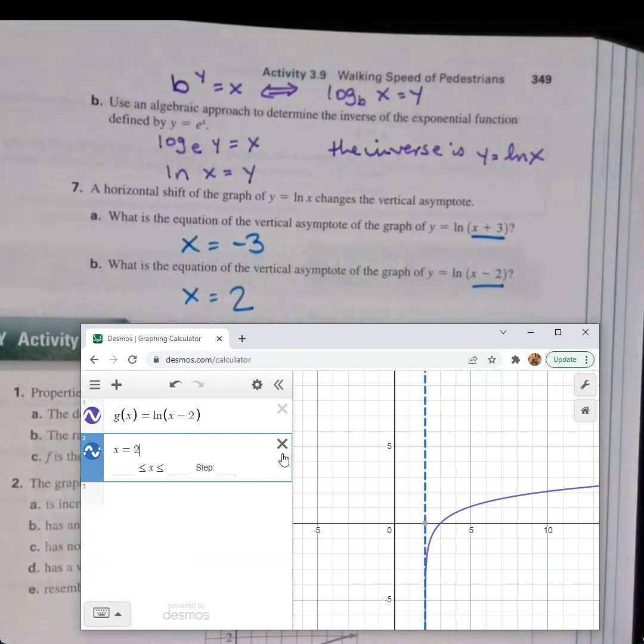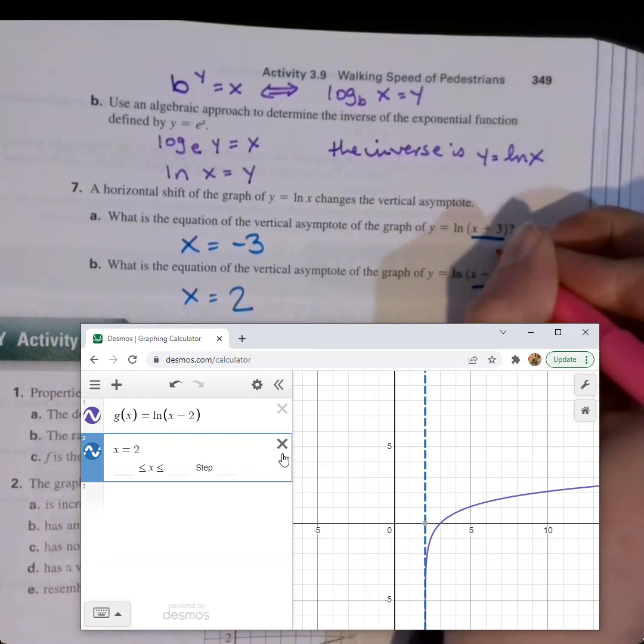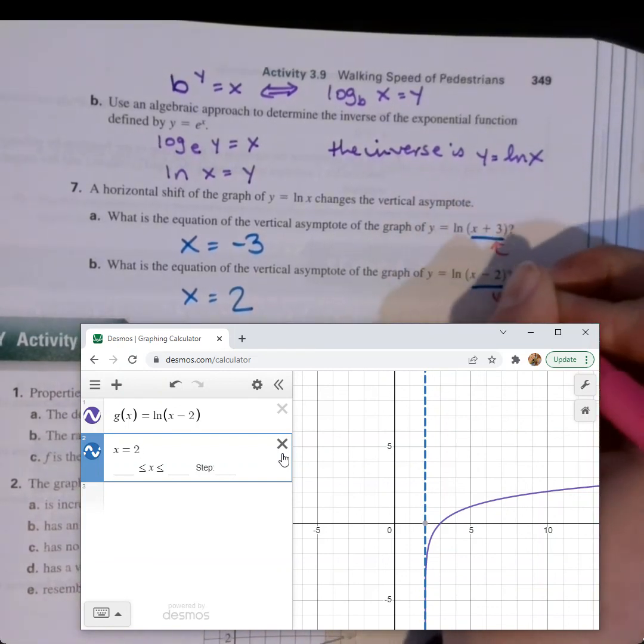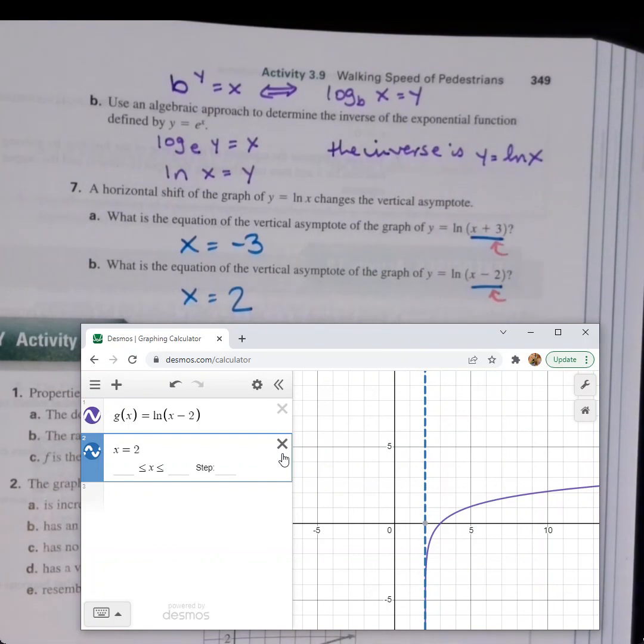So it's not always at x equals 0, but the only thing that would cause it to be somewhere different are these shift values inside the logarithm. Those additive or subtractive values are shifting either left or right and moving the vertical asymptote.